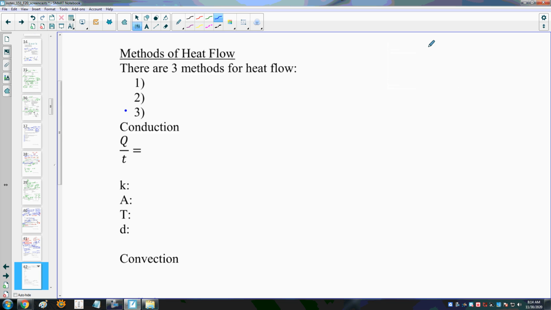One last topic before we move into the physics of the body and the applications, and that's on the methods of heat flow. We have three methods that heat can flow from one object to another. Those are conduction, convection, and radiation.